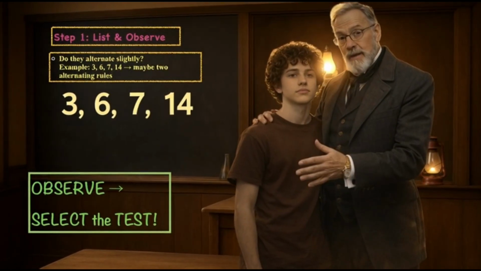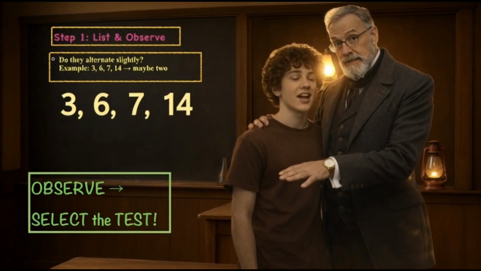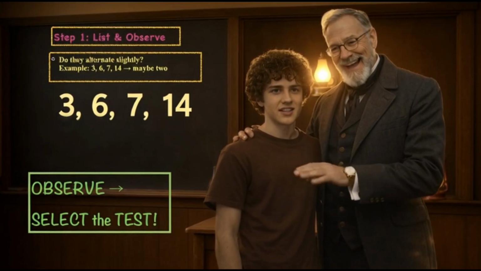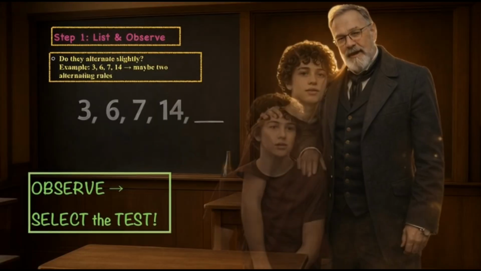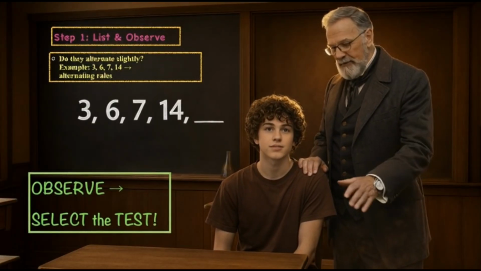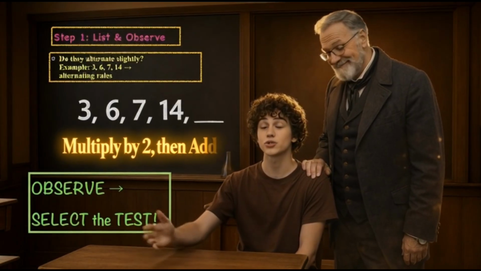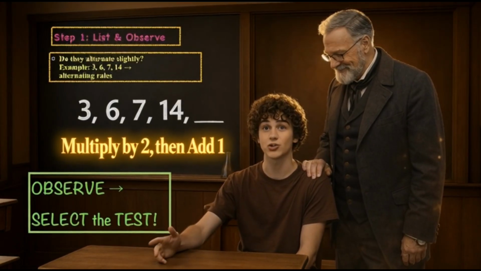Now examine each step. What happens from 3 to 6? That is multiply by 2. And from 6 to 7? That is add 1. Continue the pattern, Jaden. What happens from 7 to 14? Multiply by 2 again. So what kind of pattern is this? 2 alternating rules. Multiply by 2, then add 1.